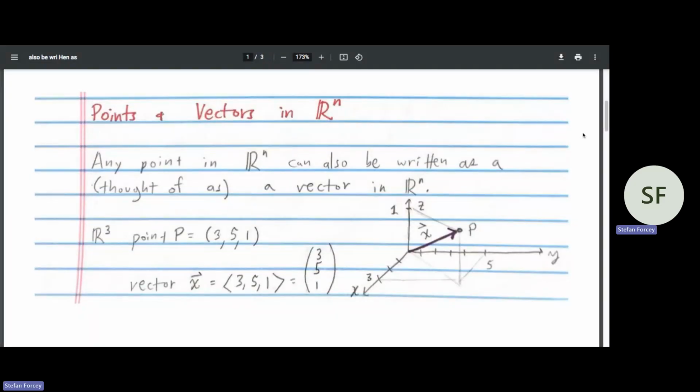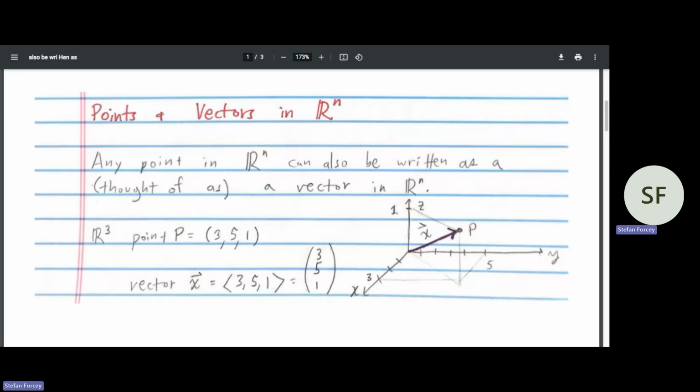Right, let's see about the difference between a point and a vector. The secret is that there really is no difference. Any point is a vector. Any vector can be seen as a point. The key is that there's just two different ways of looking at the same thing.